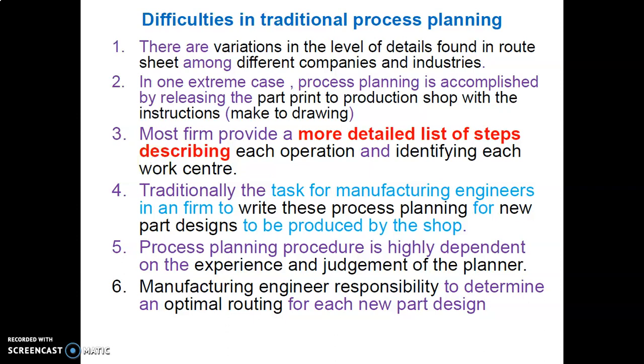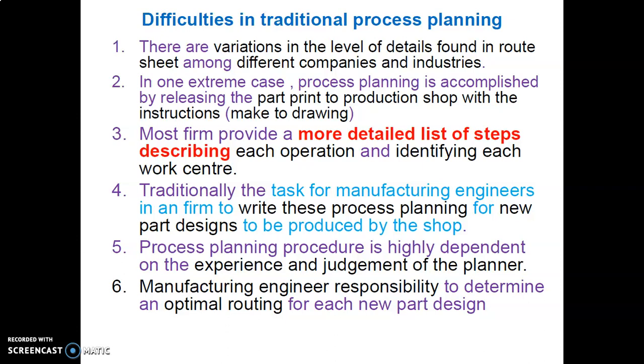The difficulties in traditional process planning that we have to face, actually we are facing during the operation. There is variation in the level of detail found in route sheets among different companies and industries. So some specific companies have also defined their own system to identify the process planning. In one extreme case, process planning is accomplished by releasing the part print to the production shop with the instruction. Most firms provide a more detailed list of steps describing each operation and identifying each work center.